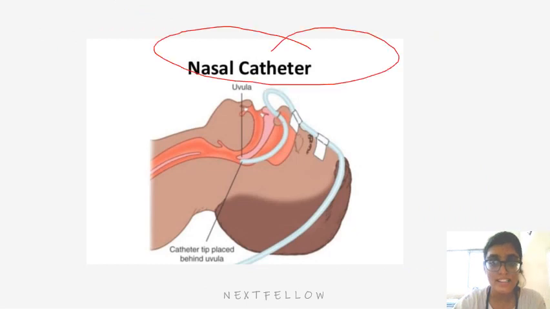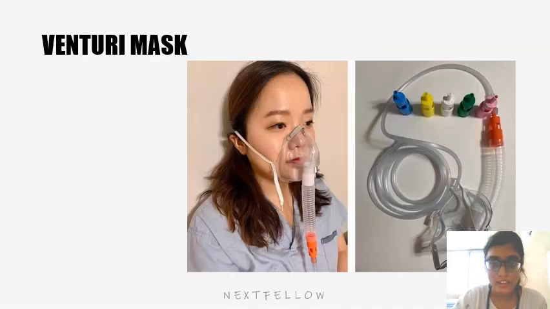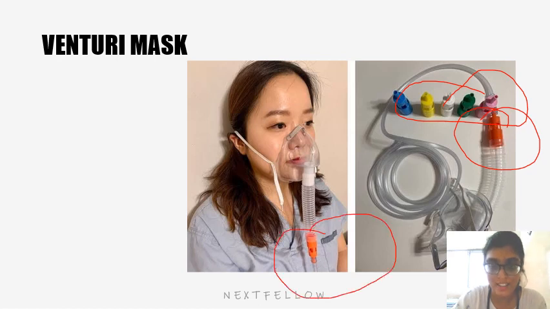Very importantly, this is a nasal catheter, where the catheter tip is placed behind the uvula. So nasal catheter is not the same as the nasal cannula. They are different. So this is the Venturi mask. These are the Venturi masks, which are fitted like this here, which basically increase the FiO2. These are color coded depending on the percentage of oxygen they deliver.